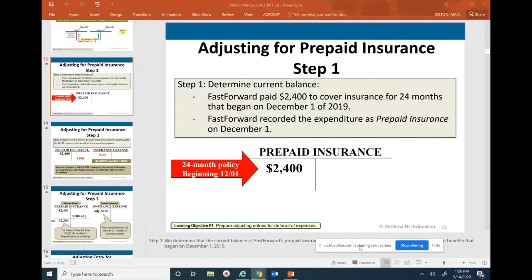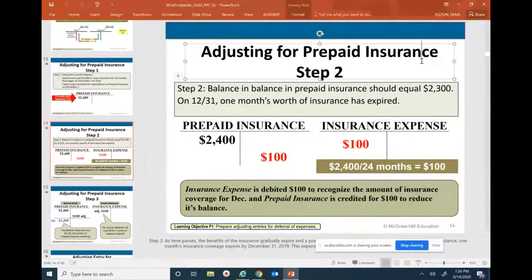So in this case, on Janelle's birthday, they purchased an insurance policy for 24 months. So now the question is, what should happen at the end of December? At the end of December, the company has used up 1 month worth of insurance. So we need to recognize that at the end of December, on 12/31, we have to reduce the prepaid insurance account and increase the insurance expense to show that the company incurred the cost of insurance for 1 month.